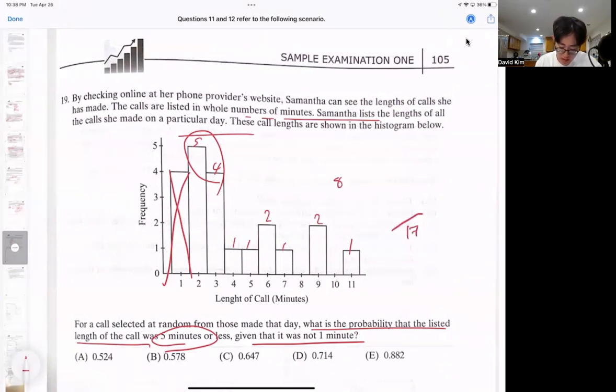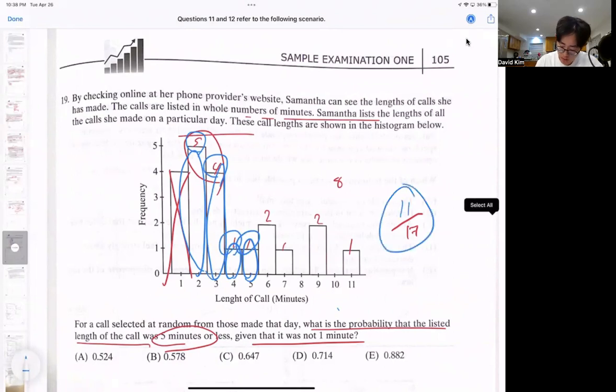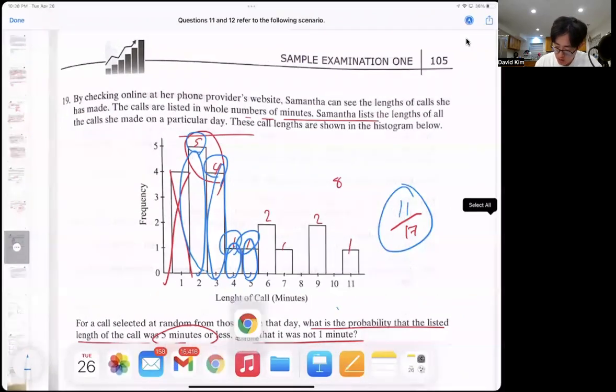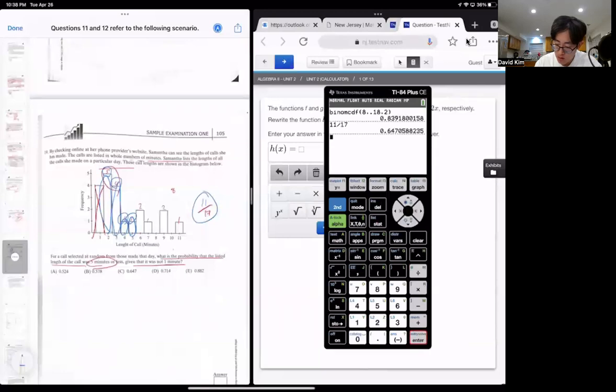What is the probability the listed length of the call was 5 minutes or less? So 5 minutes or less are these 4 things. 5, 4 plus 1 plus 1. That's 11. So 11 out of 17. Let's type that into our calculator. 0.647 is the correct answer, which is C.